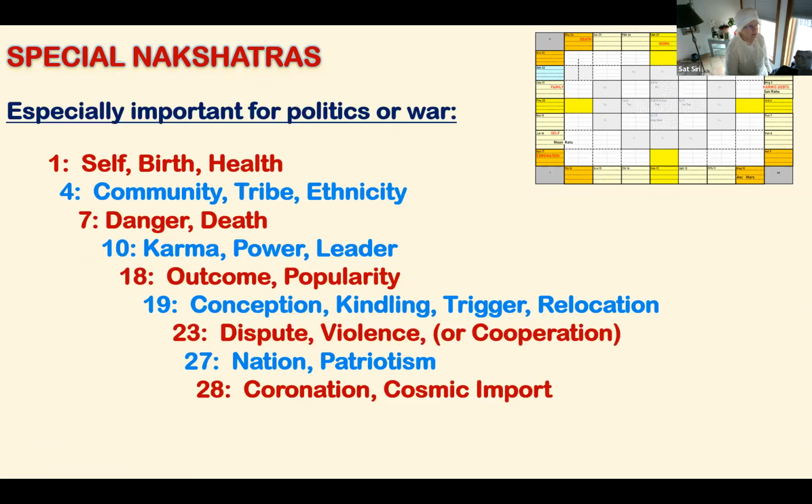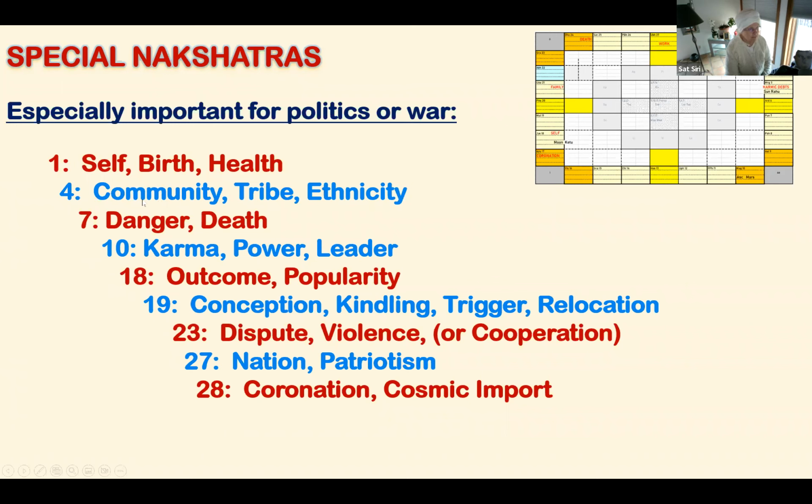So once again, it is especially important for war, like we're going to look at a chart of war today, or politics. The third one, Jati, the fourth one, number 4, the fourth from the moon. The numbers here are counted inclusively from the position of the moon. So where the moon itself is, the first one is Janama, or birth, health, self. The fourth one inclusively from the moon is called Jati, which means community, tribe, ethnicity.